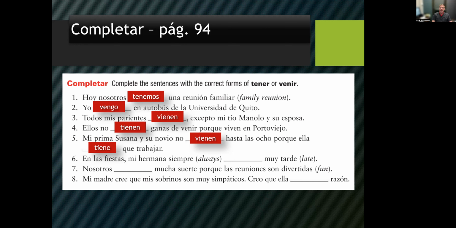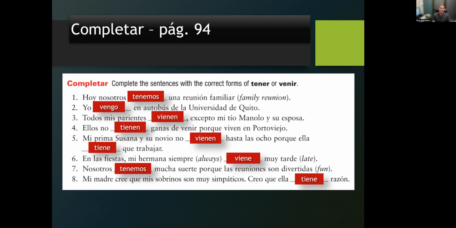Número 6. Clase repitan. En las fiestas, mi hermana siempre viene muy tarde. Okay, even though fiestas is plural, the subject is mi hermana. That's ella, that's third person singular. Clase repita número 7. Nosotros tenemos mucha suerte porque las reuniones son divertidas. Nosotros tenemos. Número 8. Mi madre cree que mis sobrinos son muy simpáticos. Creo que ella tiene razón. Okay, because now the subject is mi madre, and that's the third person singular form of tener.